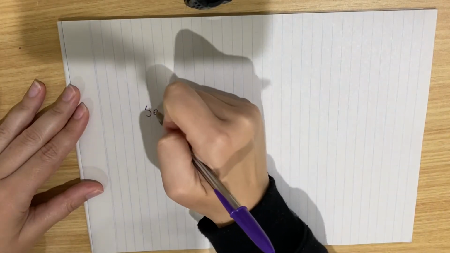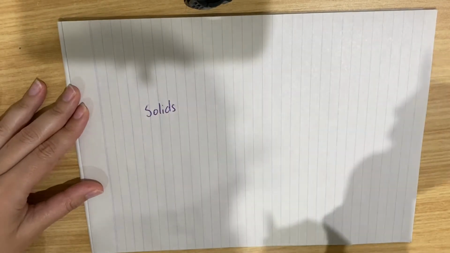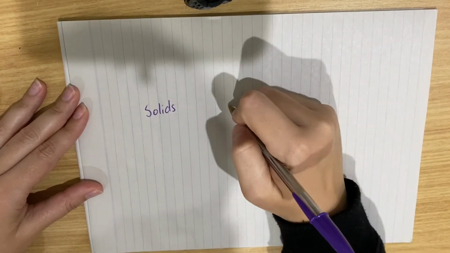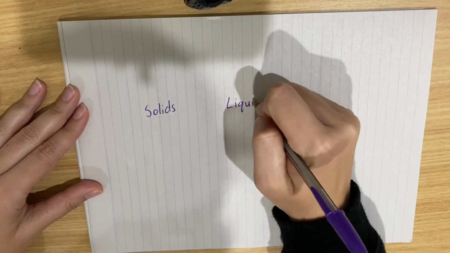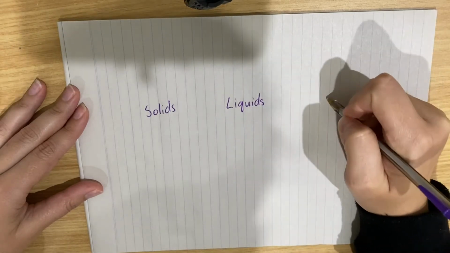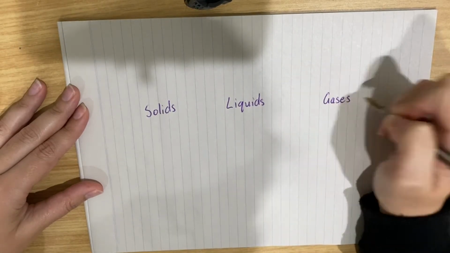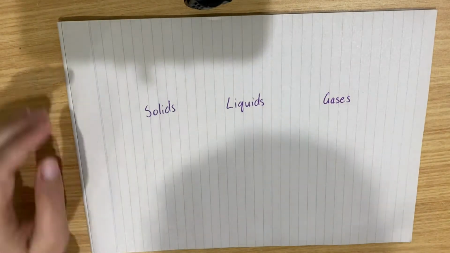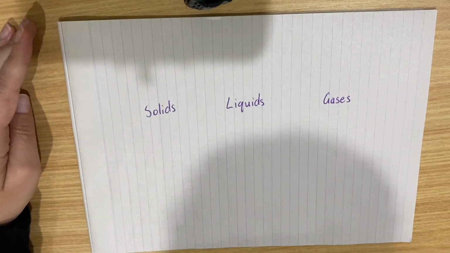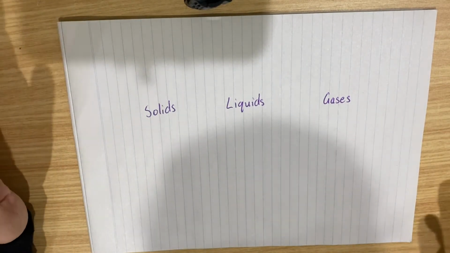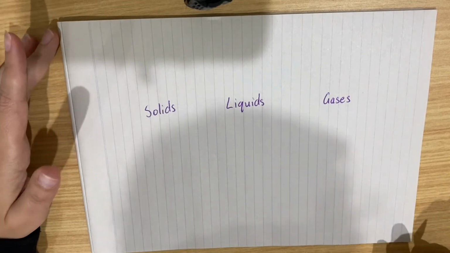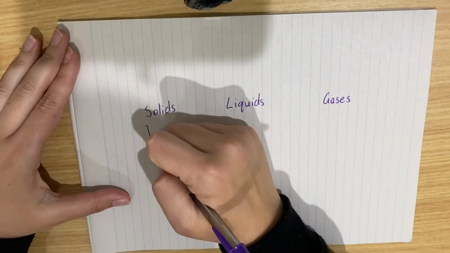Today, I just thought I'd make a little video to explain what we're doing so that you're aware. So far, what you've learned is that states of matter can exist in 3 different forms. So we have solids, liquids, and gases. Okay? And these states of matter actually have different properties.